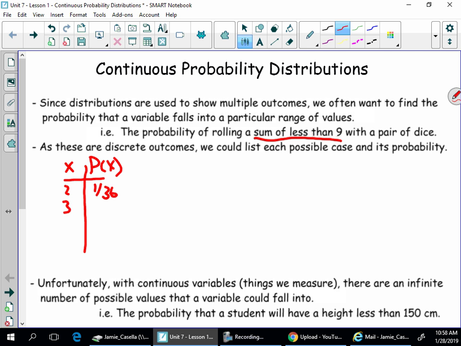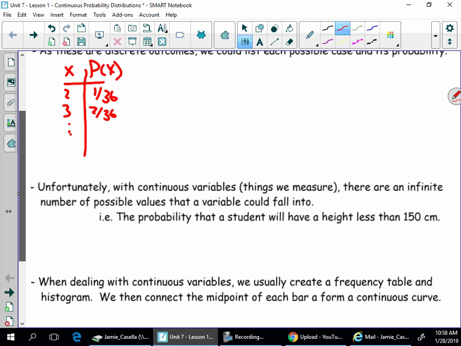Or I could get a 3. How could I do that? A 2 and a 1, or a 1 and a 2. So 2 out of 36, and so on. I can actually make a list of these things. Totally doable. It might take some time. It might not be nice numbers, but I could do that. Unfortunately, when we deal with continuous things, things that we measure, we can't do this anymore.